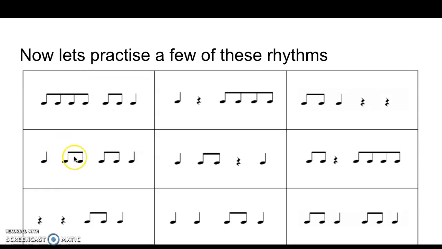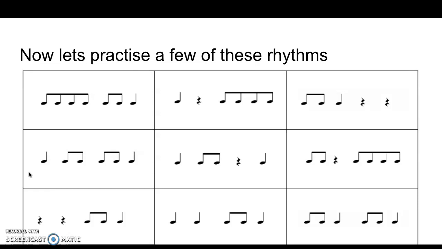Next line, the 2nd row down, first on the left. 1, 2, 3, 4. Ta, ti, ti, ti, ti, ta. Next one. 1, 2, 3, 4. Ta, ti, ti, shh, ta. Next one. 2, 3, 4. Ti, ti, shh, ti, ti, ti, ti. Next. 2, 3, 4. Shh, shh, ti, ti, ti.